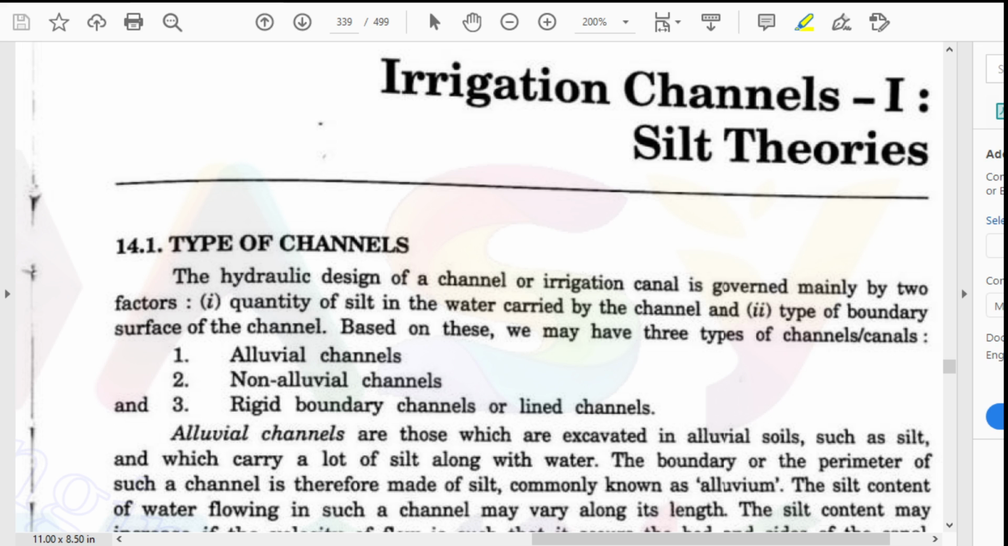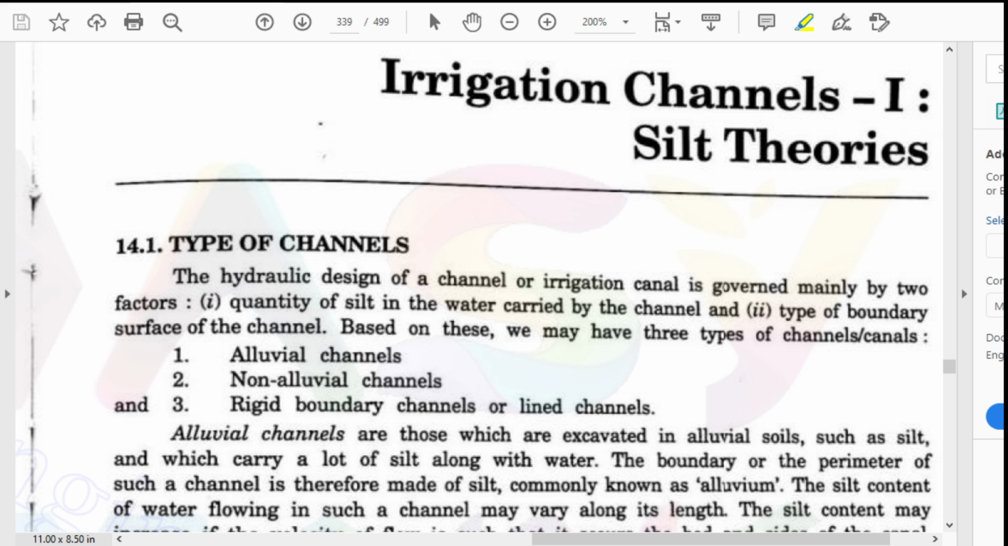Silt means the small particles of soil, as you have already understood in the geotechnical engineering subject. So the quantity of silt which is carried by the canal is the first factor which we have to remember while doing the hydraulic design of a channel. And the second factor is the type of boundary surface of that channel.